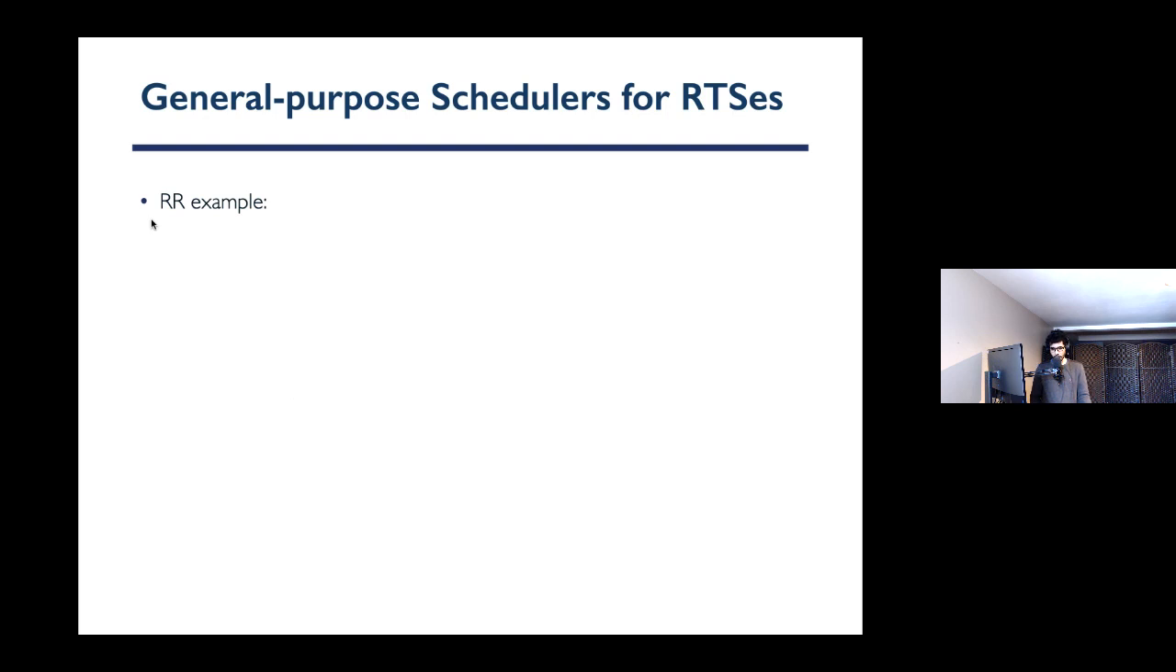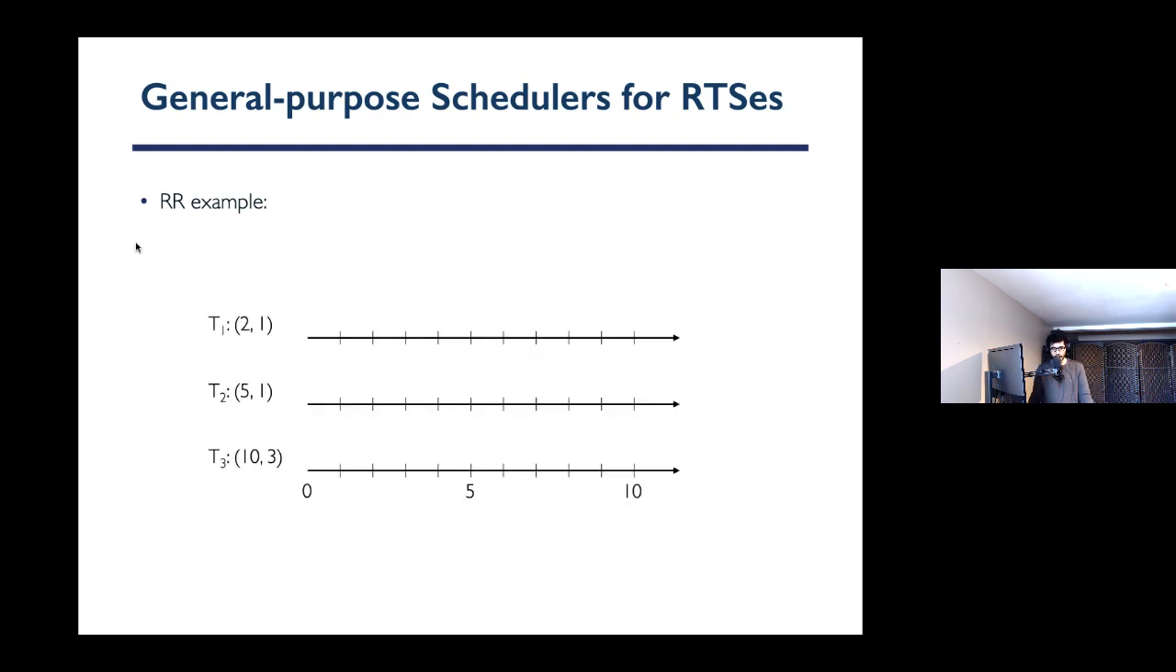Now, let's talk about why general purpose schedulers fail in real-time systems. This is one task set. I have 3 tasks. All of them are periodic. Task 1 has a period of 2, task 2 has a period of 5, and task 3 has a period of 10. And these are the worst case execution times of each task. So task 1, execution time 1, task 2, execution time 1, and task 3, execution time 3.